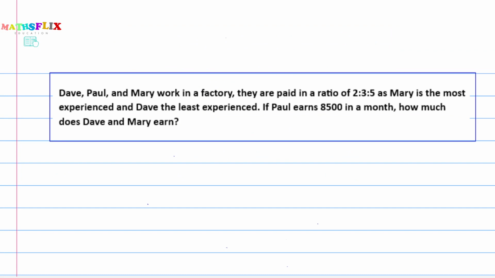What do we have here? We have Dave. We have Paul. And we have Mary. They all have a ratio of 2 to 3 to 5. Now, as I said, we have x here, and x here.